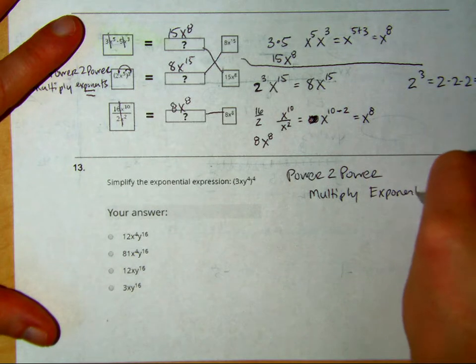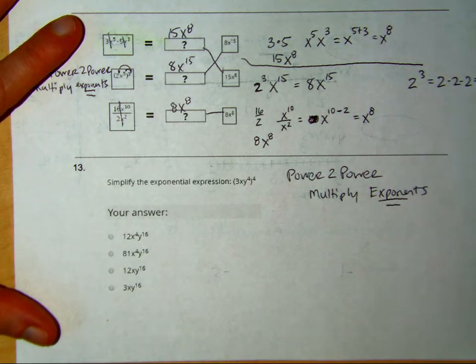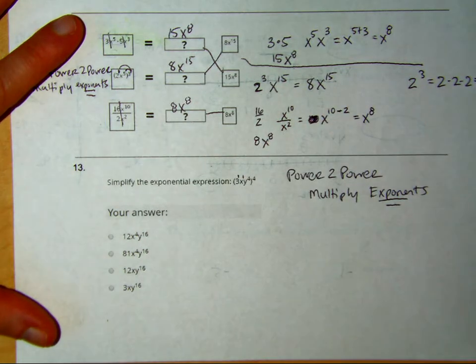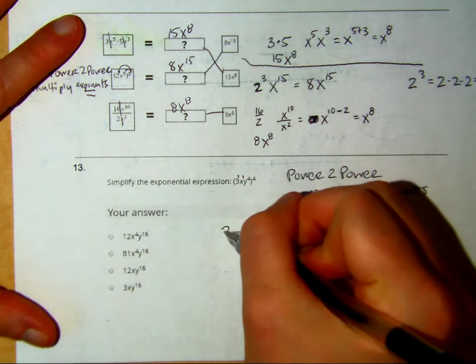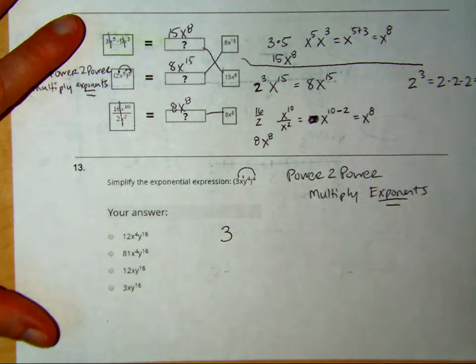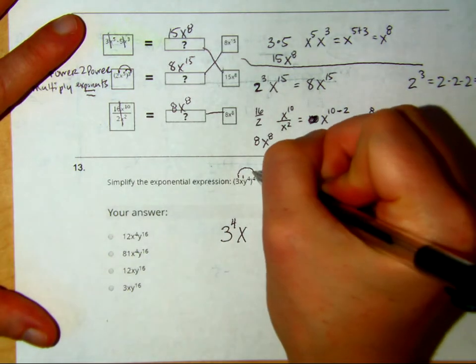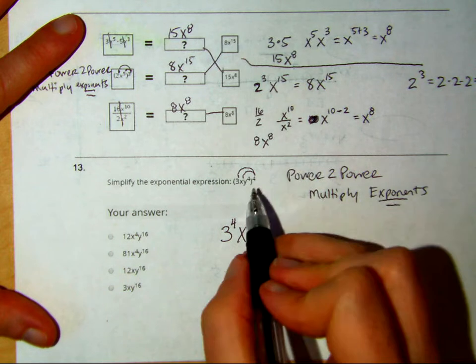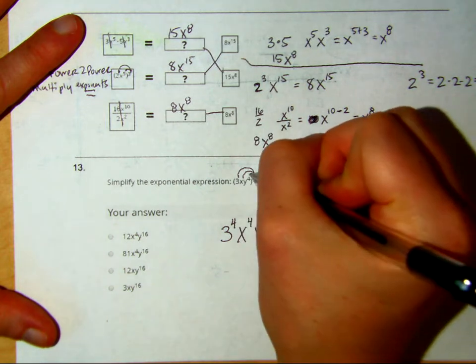And remember, our exponent's not our base. So again, you might want to draw in your exponents to help you. So your base stays the same. So we have 3. And then when we multiply our exponents, 4 times 1 is 4. X stays the same as your base, and 4 times 1 is 4. Y stays the same as your base, and 4 times 4 is 16.